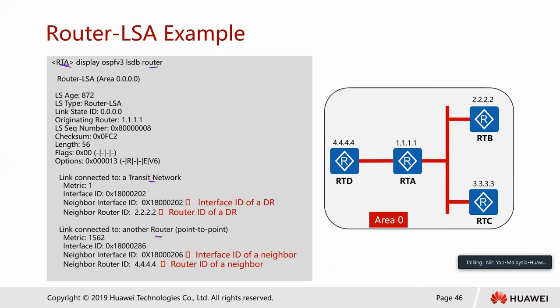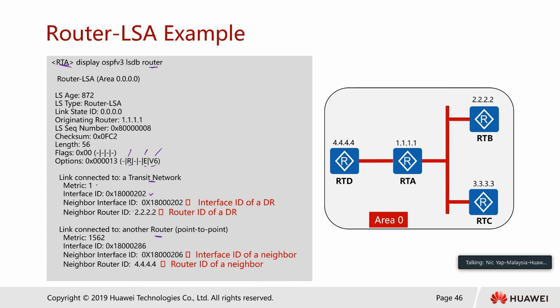And this option is R-E-V6. R means that it is a router, E means they support externals, and V6 means they are running the IPv6 calculation. This is the bits, the information they are sending in this case. And this is the metric. This is the interface ID.